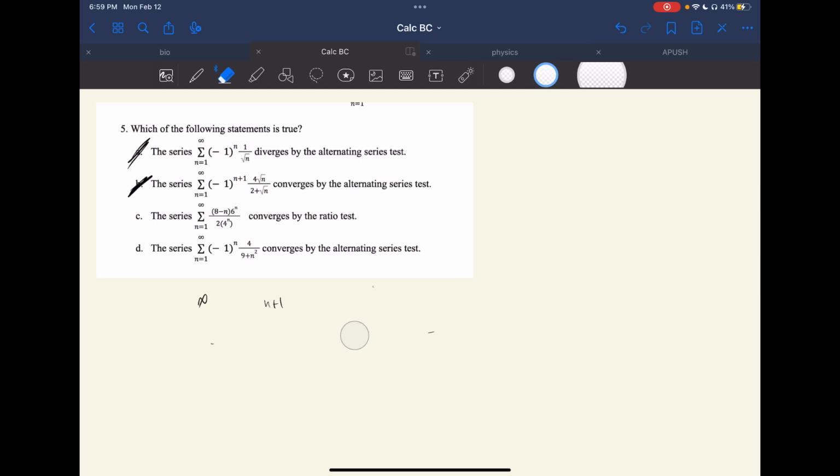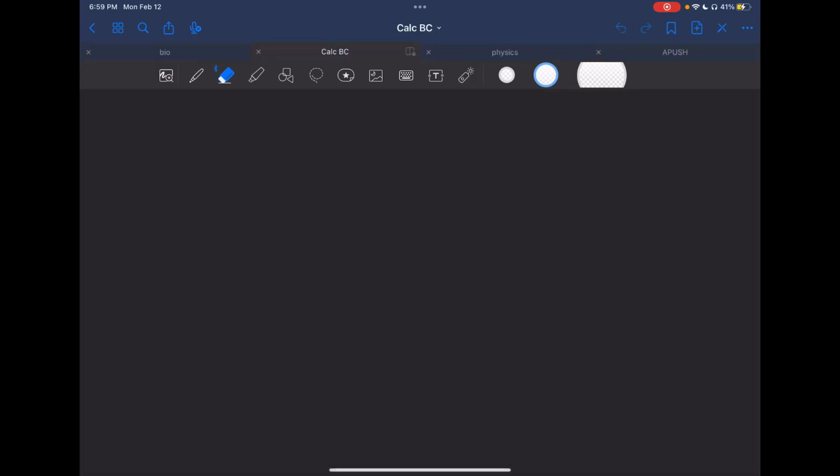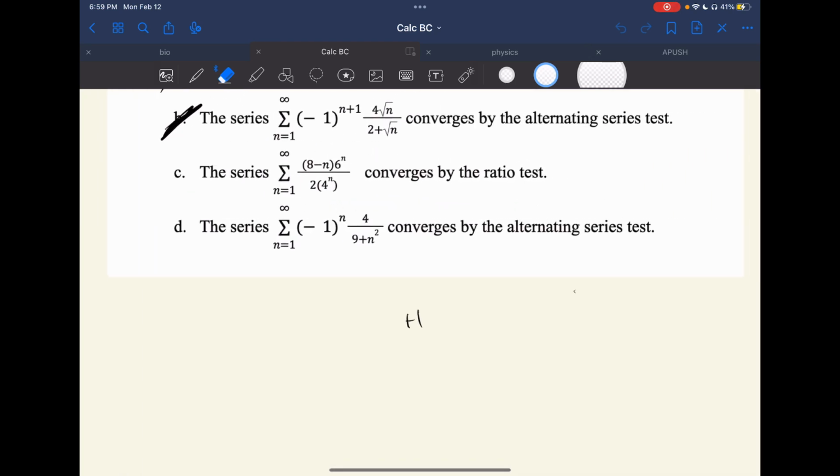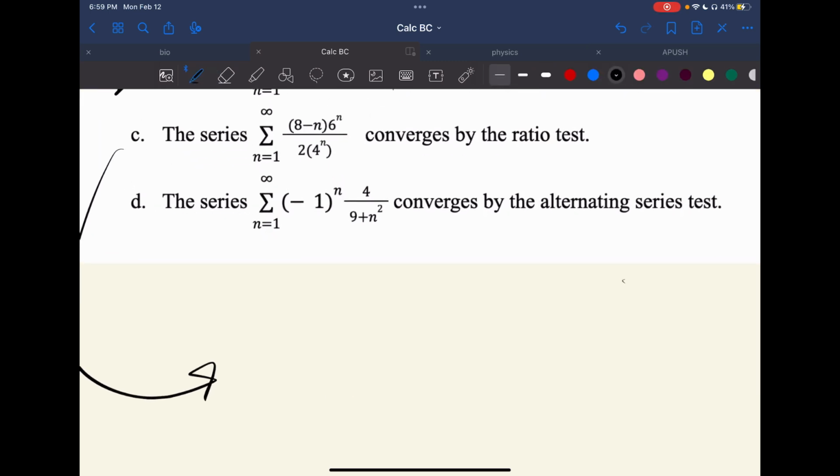Now let's try question C. This one is asking us to use a ratio test. So the ratio test says that you have to use a to the n plus 1 over a to the n to find if it converges or diverges. So let's do that for this. This one's going to take a while.